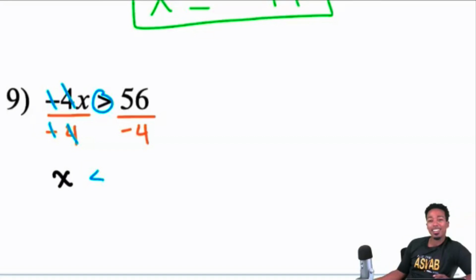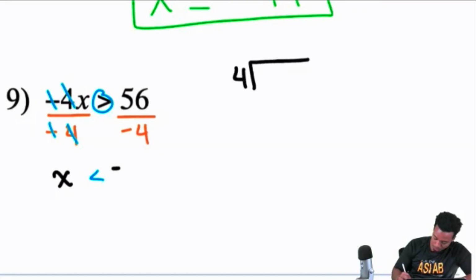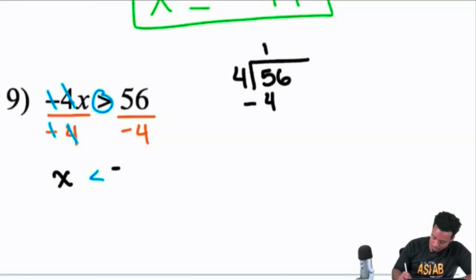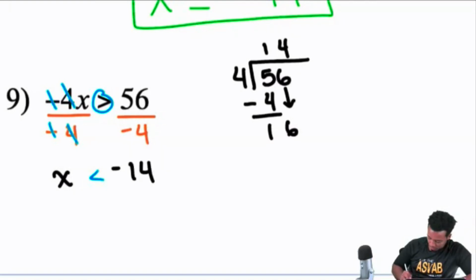Negative. A positive divided by a negative is a negative. And so here what we'll do, 4 dividing into 56. 4 going into 56, 4 goes into 5 one time. Bring down that 6. 4 goes into 16 4 times. And so the answer there will be negative 14.